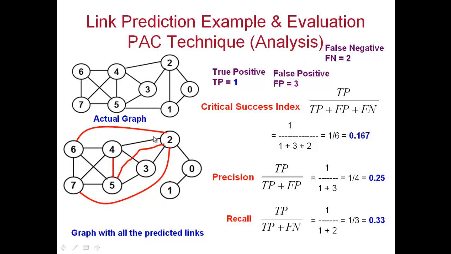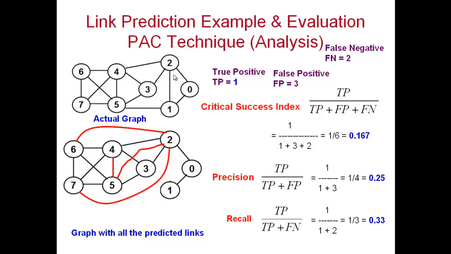Then there are 2 links that existed in the actual graph, which are 1 5 and 1 2. Right, so 1 5 and 1 2 were there in the actual graph, but they are not predicted here. 1 5 and 1 2 are not predicted. So that is called a false negative. So not predicting a link that is actually there is a false negative.